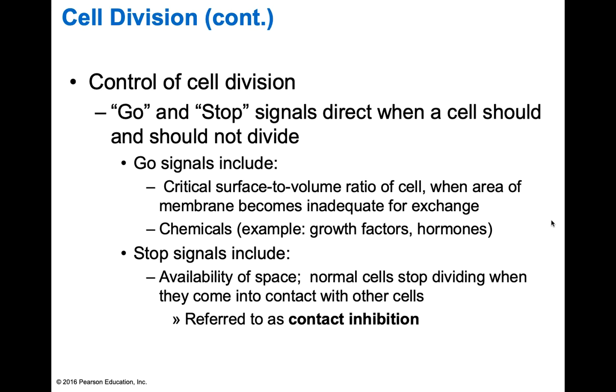We also have stop signals that are going to include the availability of space. Normal cells stop dividing when they come into contact with other cells. This is what's called contact inhibition. So our stop signals, contact inhibition. When cells come into contact with other cells, they'll stop dividing.